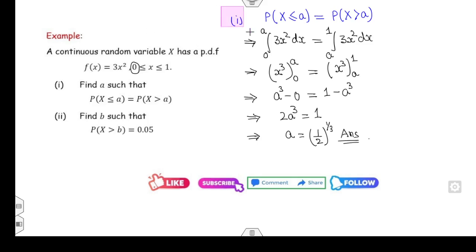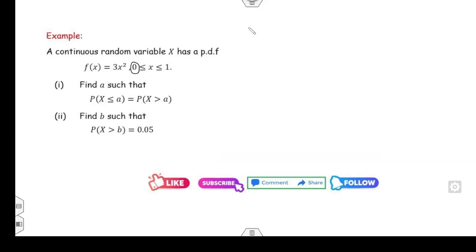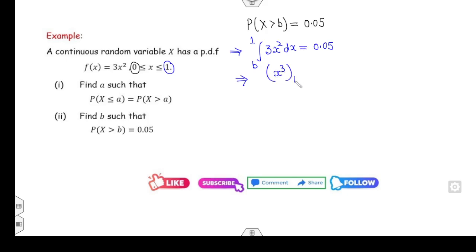Look at the second part. Your target is to find b such that the probability X greater than b is 0.05. Now again, for X greater than b, the upper limit is 1, from b to 1 of 3x square dx is 0.05. Again, the integration of 3x square is x cube from b to 1, equal to 0.05. Now you can substitute the limits: 1 minus b cube is 0.05.